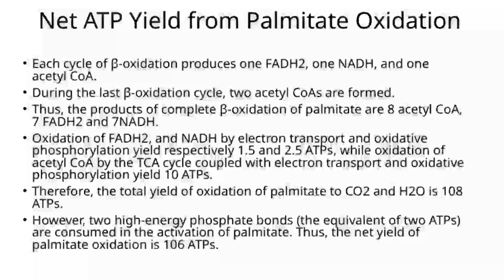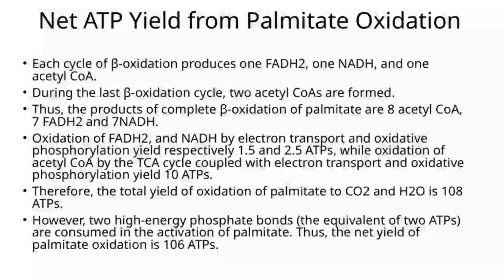But there's a catch. Activating the fatty acid to start this process consumes 2 high-energy phosphate bonds, which is equivalent to 2 ATPs. So, to get the net yield, we subtract those 2 ATPs. Therefore, the net ATP yield from the oxidation of palmitate is about 106 ATP molecules. This highlights just how efficient fatty acids are as an energy source, fitting perfectly into our overall understanding of cellular metabolism and energy production.